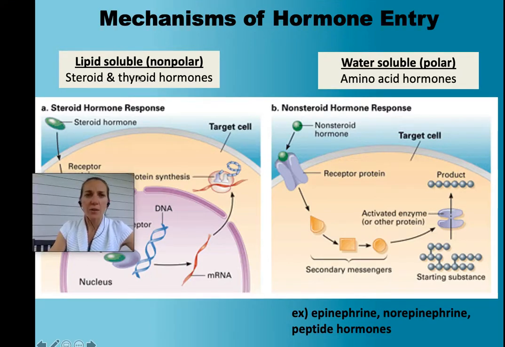I wanted to point out too that your thyroid hormones are actually amino acid based, but they are going to be non-polar in nature. I wanted to make that point clear because I know that thyroid hormones are classified as amino acid and I didn't want that to be confusing. Something else to keep in mind with your lipid-soluble hormones is that these are derived from cholesterol in our diet.